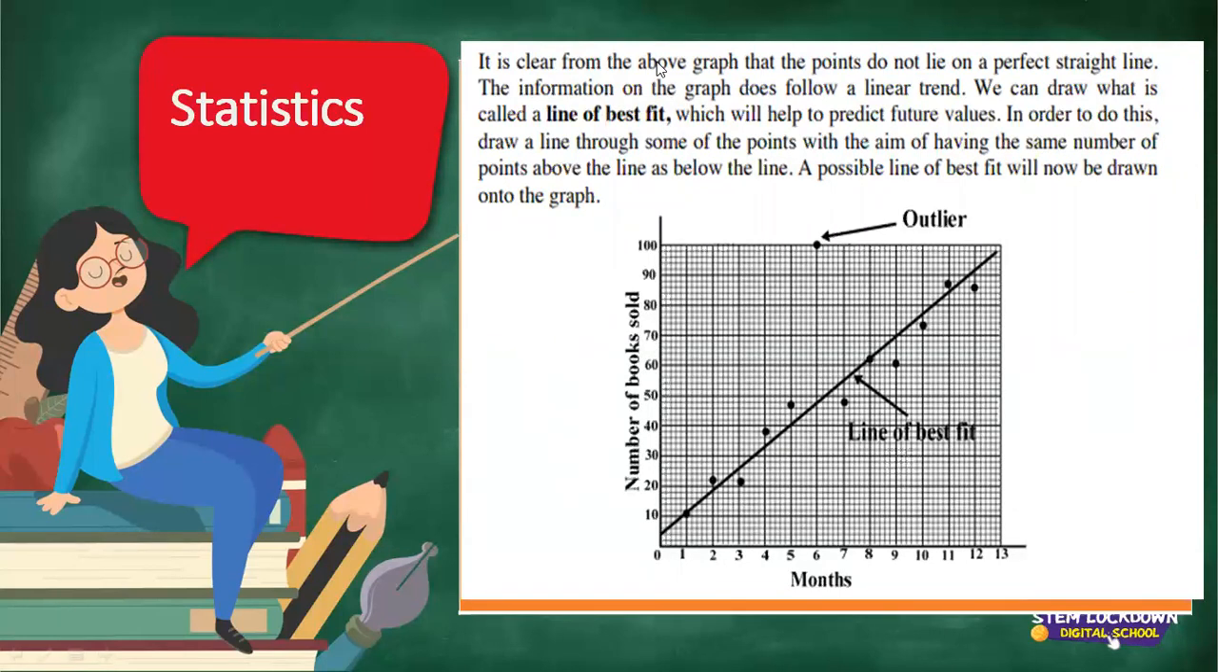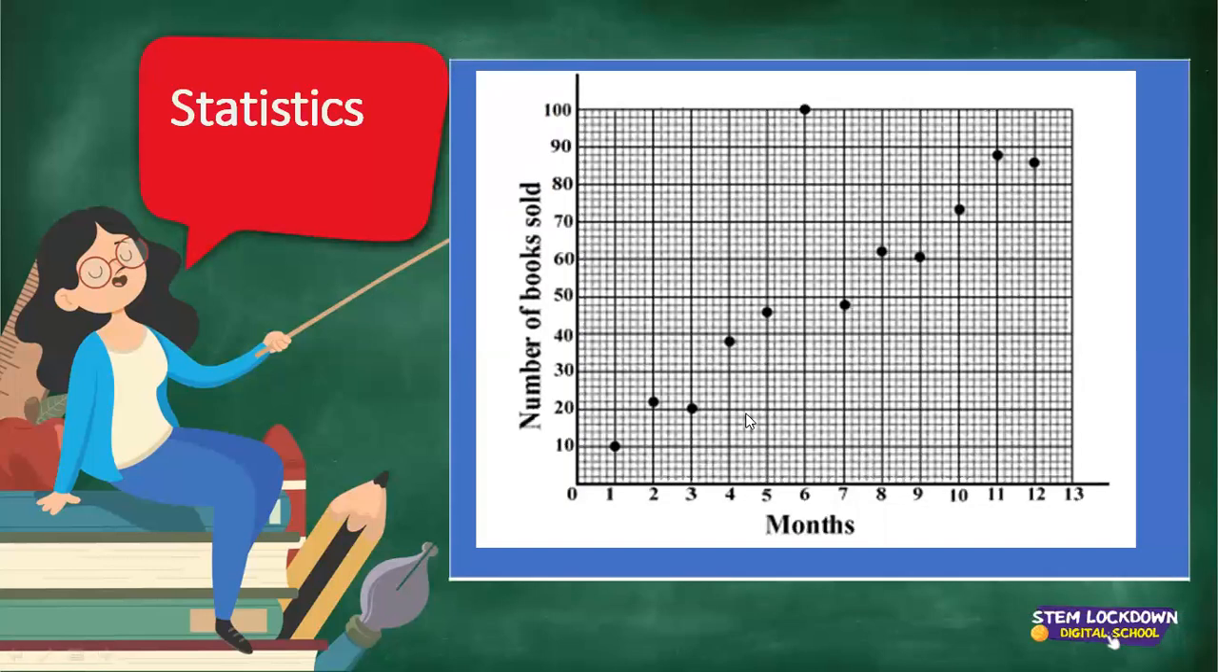It is clear from the above graph that the points do not lie in a perfect straight line. Our scatter plot does not lie on a perfect straight line. It does follow a linear trend, but not a perfect straight line. It's not a parabola, not a quadratic, and it's not exponential, as we did see. So our scatter plot is showing a linear trend.